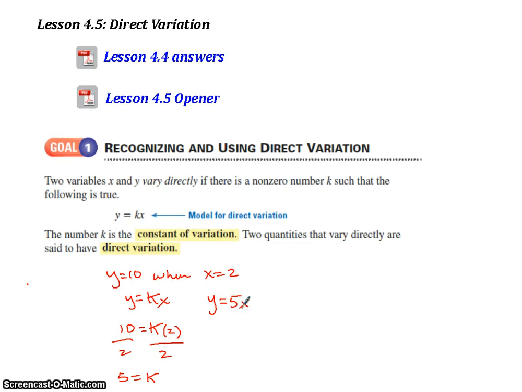Now, if I were given any other number for y, like let's say I was given 20 for y, what would my x be? Well, it varies directly. So if y was 20, x would have to be 4. So that's how the constant of variation works.